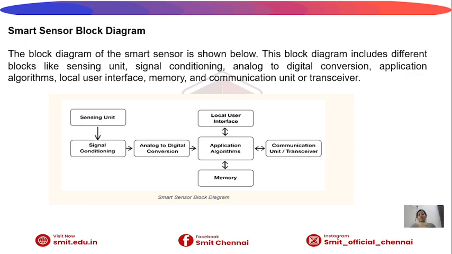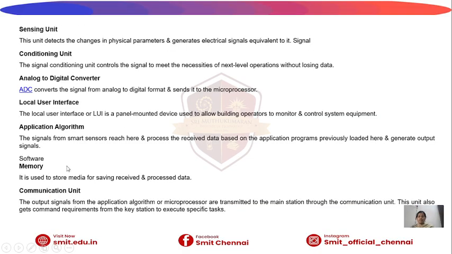It is also bidirectionally connected with the memory, which is a storage device. If we use any software, the output is also generated here only. That output will be given to the transceiver, which is the destination part, that is, the communication unit. So this is the block diagram of a smart sensor. I already explained the sensing unit, conditioning unit, analog to digital converter, local user interface, application algorithm, memory, and communication unit. So these are the theory.